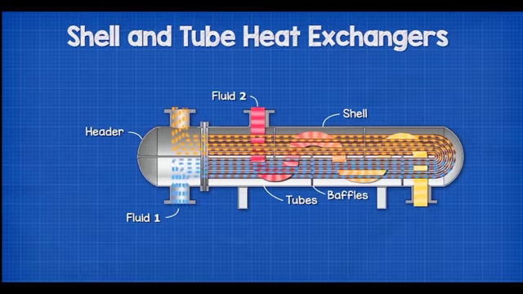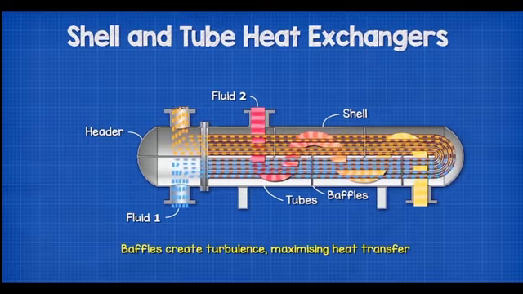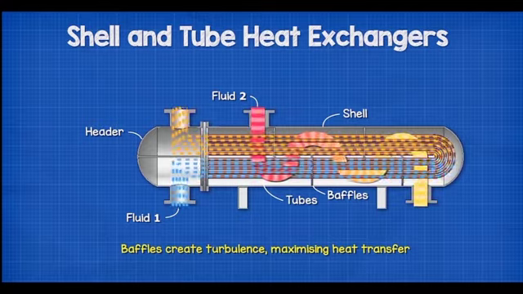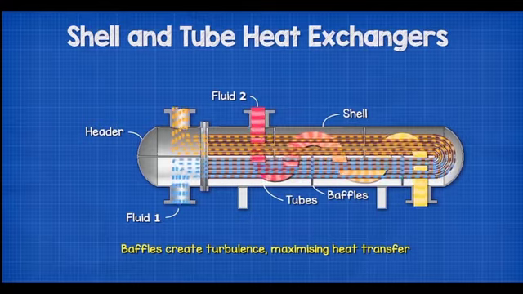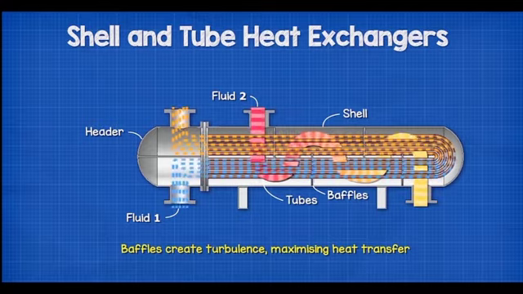Fluid 2 will enter the shell and surround the outside of the tubes. The baffles will partially block the flow, which will force the fluid to turn multiple times. This creates a turbulent flow and ensures that fluid 2 mixes with itself, which ensures maximum heat transfer.